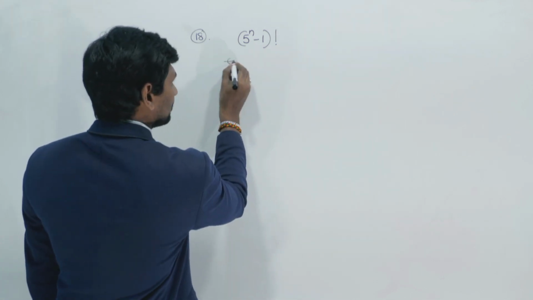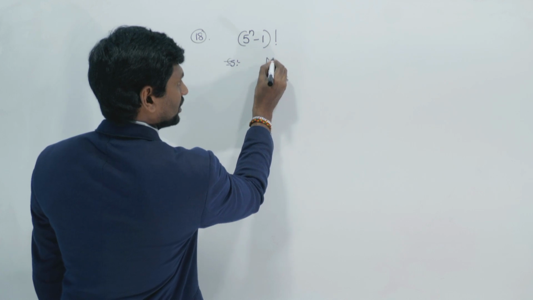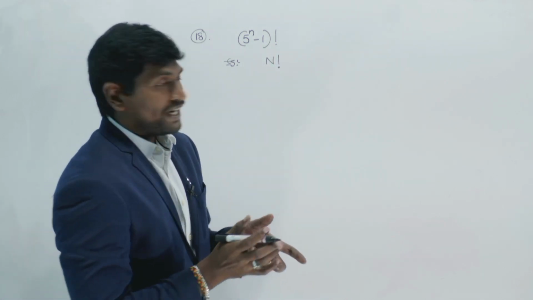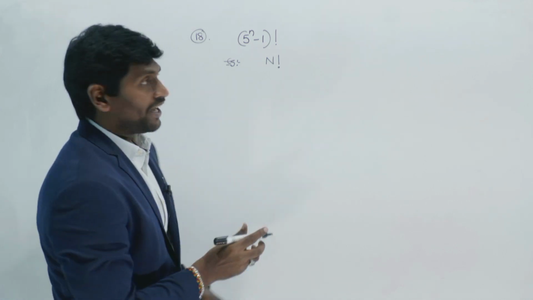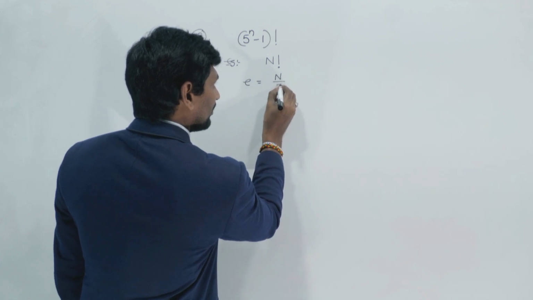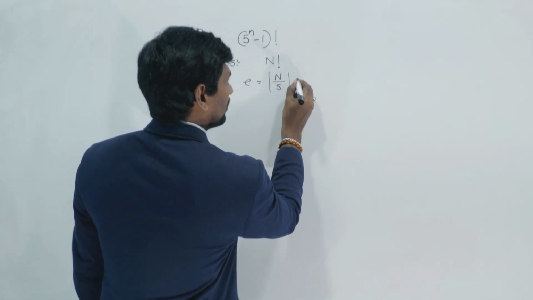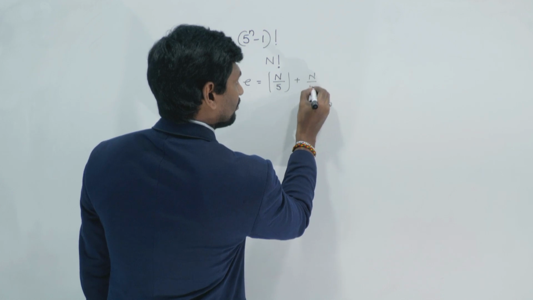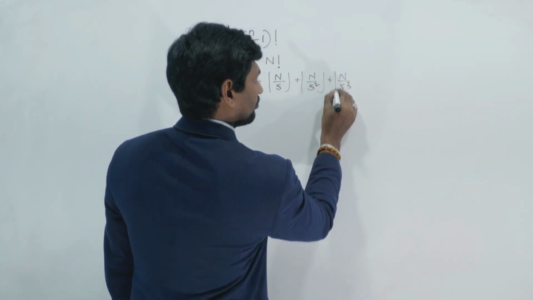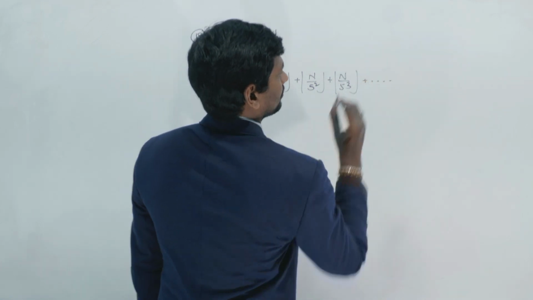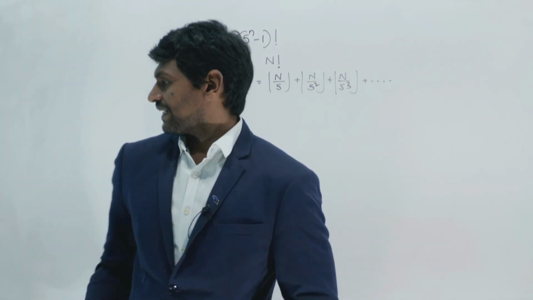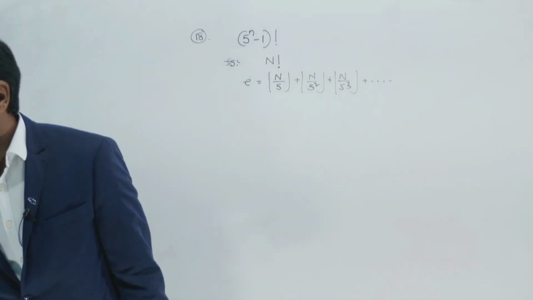For example, for a composite number n factorial, to find the number of zeros at the end of n factorial, we use the formula E equals n by 5 plus n by 5 square plus n by 5 cube and so on. Let us apply the same formula here.